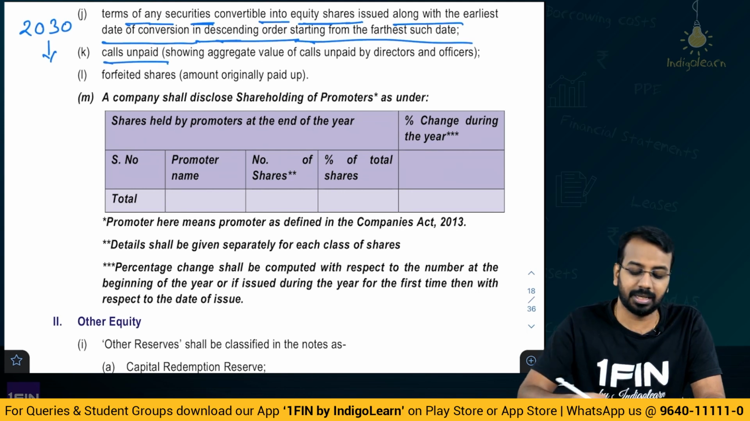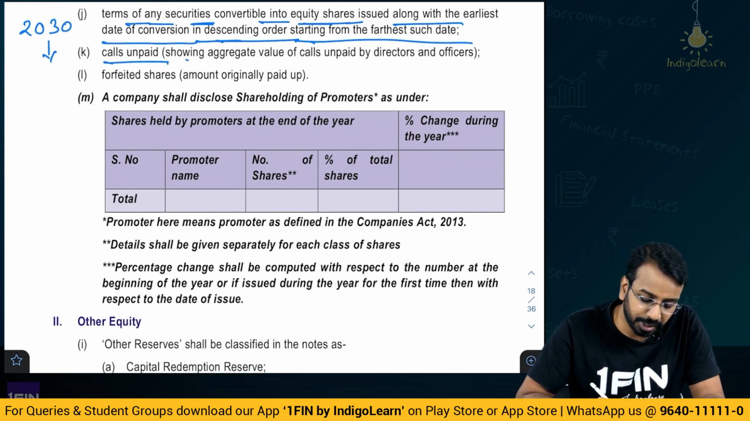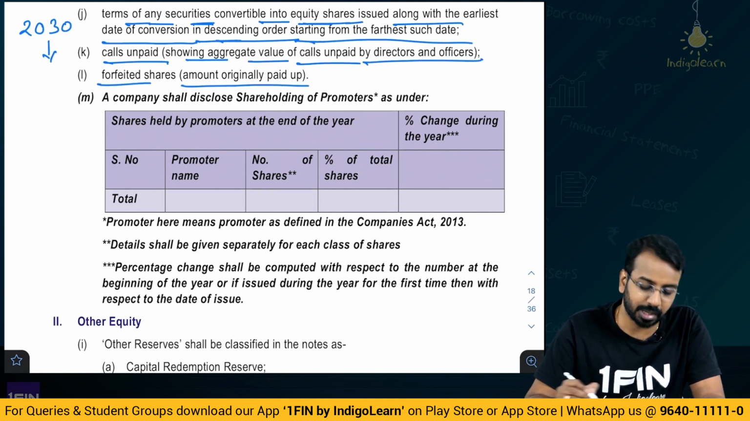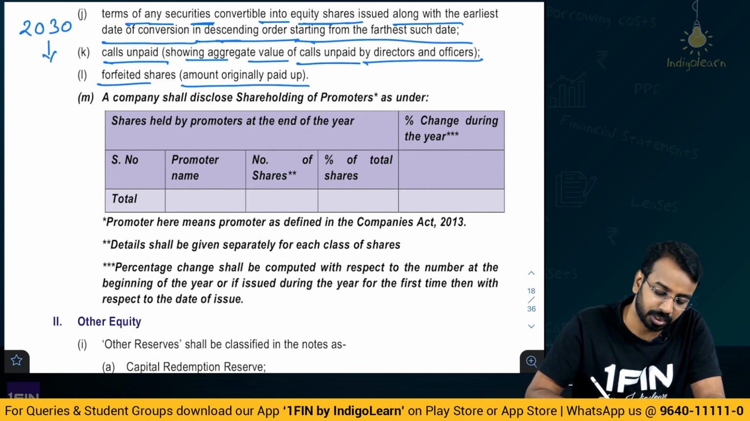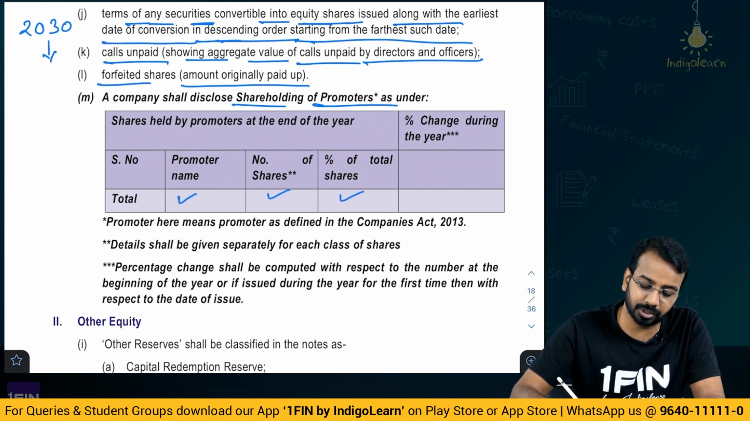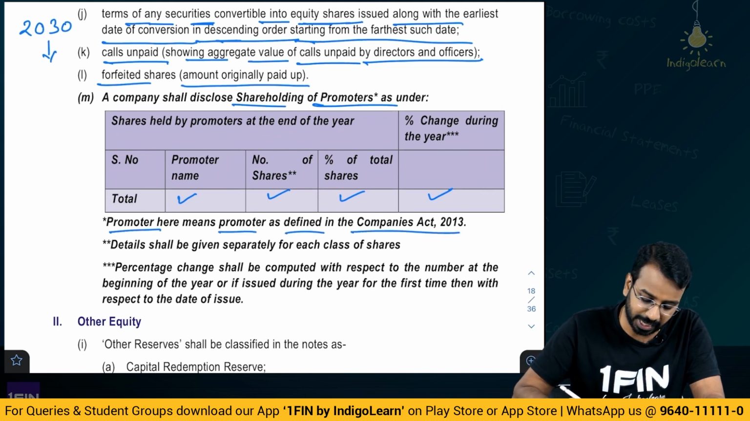Then calls unpaid, basically the calls in arrears, showing aggregate value of calls unpaid by directors and officers. Then forfeited shares, what is the amount originally paid up. So these are all the breakup. Then the shareholding of promoters has to be shown under promoter name, number of shares, percentage and percentage change during the period. Who is a promoter? Promoter here means promoter as defined in the Companies Act. Details shall be given separately for each class and percentage change shall be computed with respect to the number at the beginning, or if issued during the year for the first time, then with respect to the date of issue.